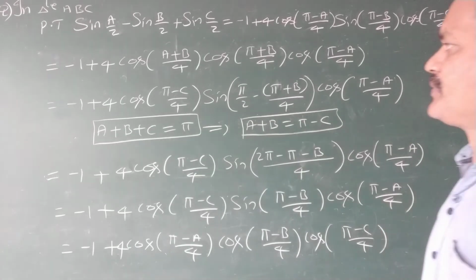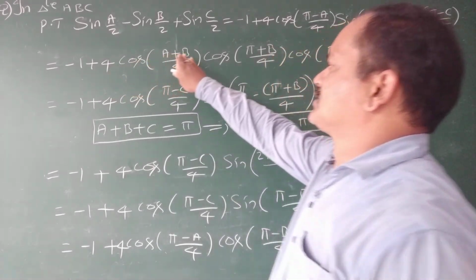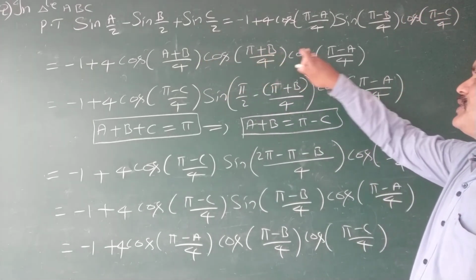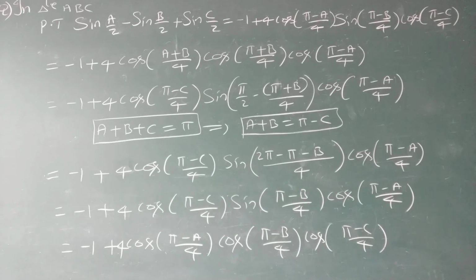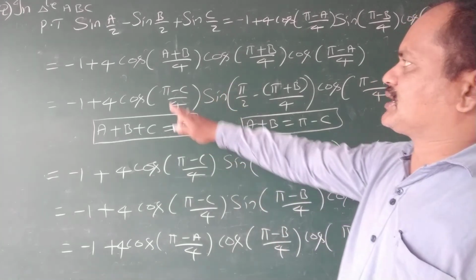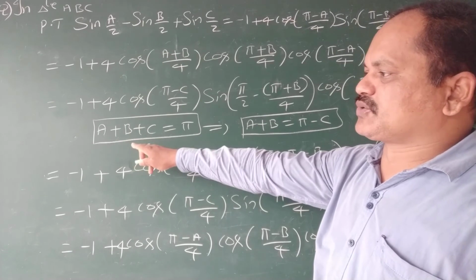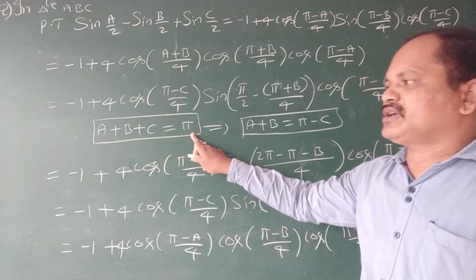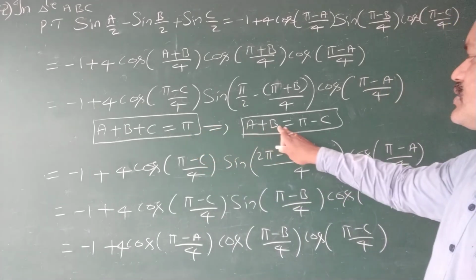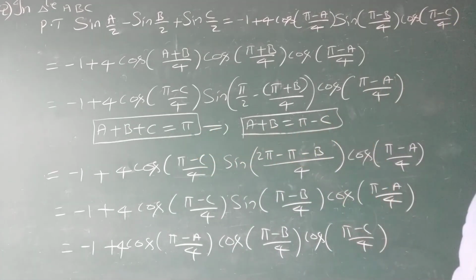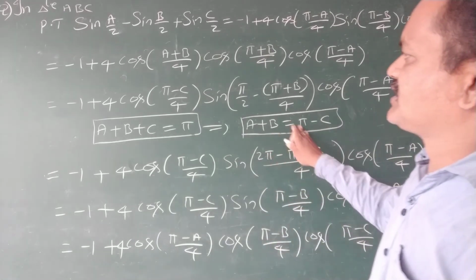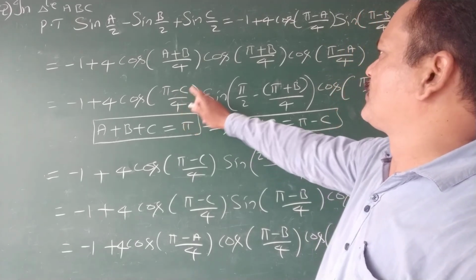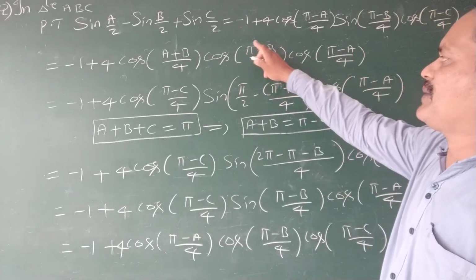From the next step, here it is minus 1 plus 4 cos (pi plus A plus B)/4 cos (pi plus B)/4 cos (pi minus A)/4. Now we know that from the given condition, in triangle ABC, A plus B plus C is equal to 180 degrees, which means pi radians. So A plus B is equal to pi minus C. In place of A plus B, you have to write pi minus C. That's why it is (pi minus C)/4. Now here it is (pi plus B)/4.